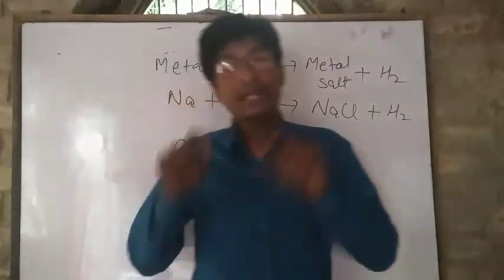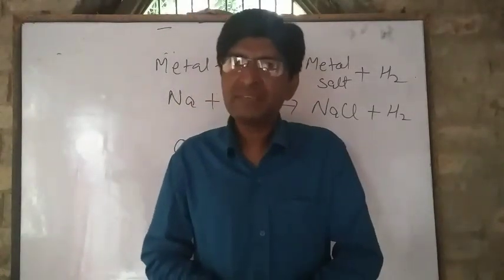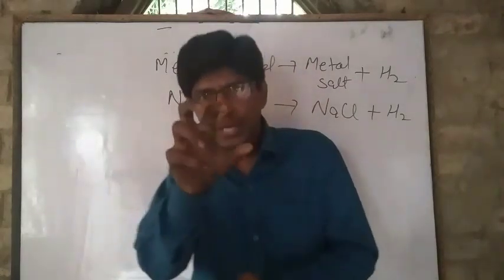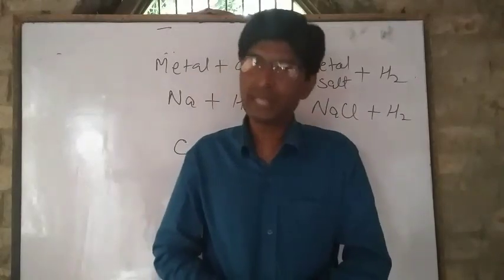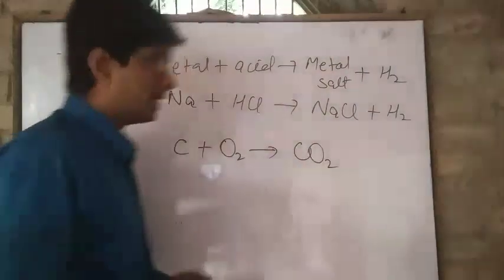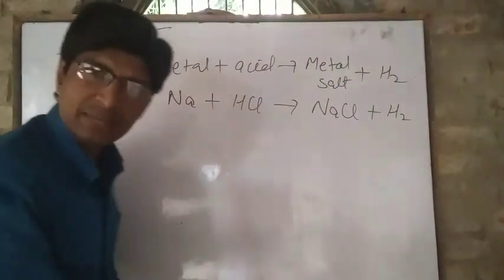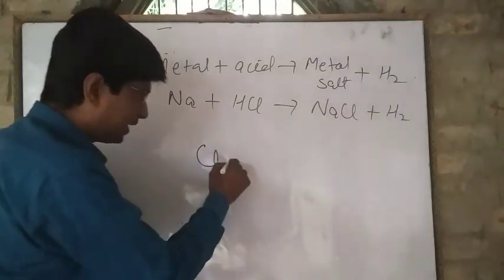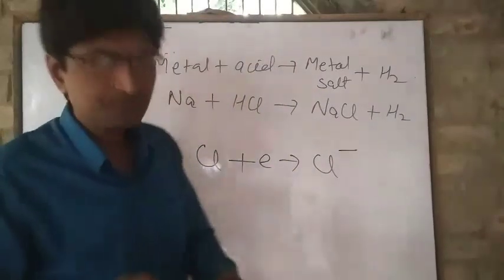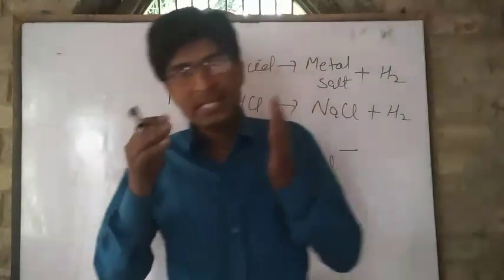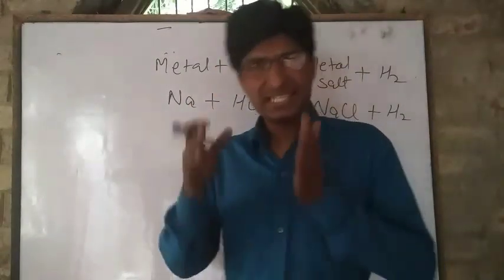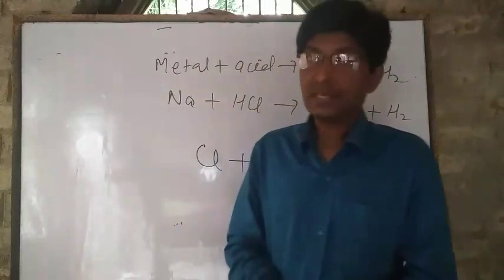Dear students, nonmetals are electronegative elements. As you know, the elements which have a tendency to gain electrons are called electronegative elements, and nonmetals have a tendency to gain electrons. For example, chlorine, when it gains an electron, produces chloride ion. So we can say that nonmetals are electronegative elements because they have a tendency to gain electrons.